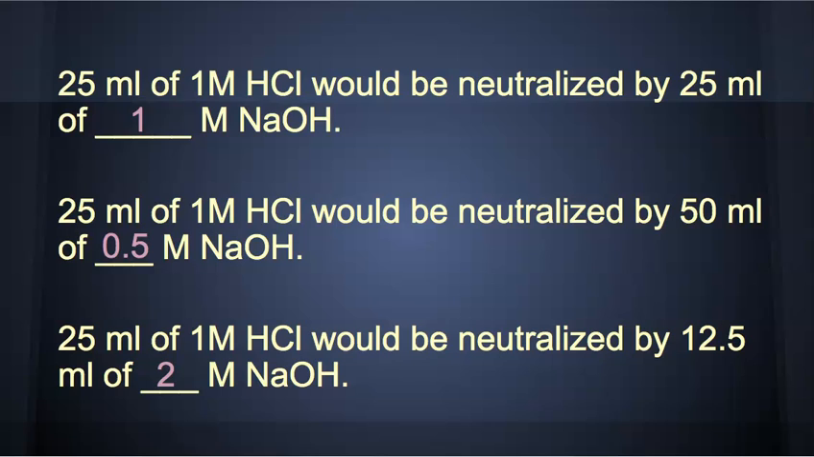If 25 milliliters of 1 molar HCl is neutralized by 50 milliliters of NaOH, since we have twice the volume, we know it's half the concentration. Versus on this third one, 25 milliliters of 1 molar HCl, if it's neutralized by half the volume of NaOH, we know that NaOH has twice the concentration and is 2 molar. So if we know the concentration and volume of one thing and the volume of the other, we can always find the other thing's concentration.